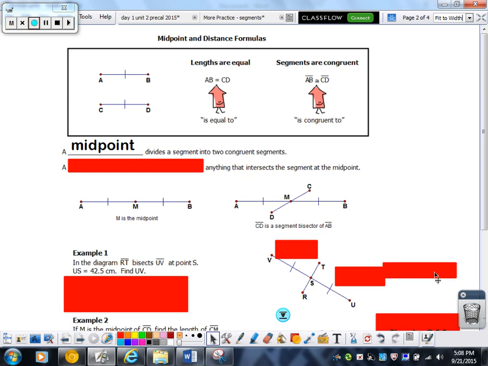A midpoint divides a segment into two congruent segments. So an example in this photo, M is the midpoint, which means that AM is the same distance as MB. The midpoint cuts the segment in half.